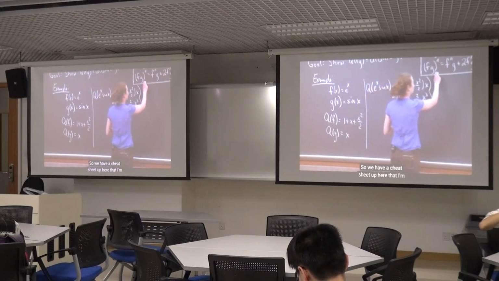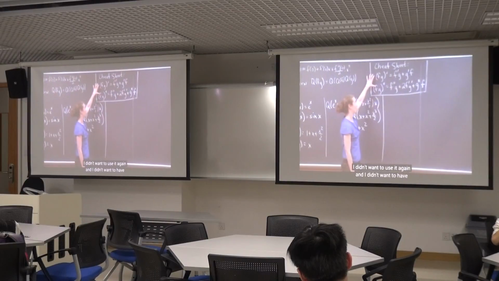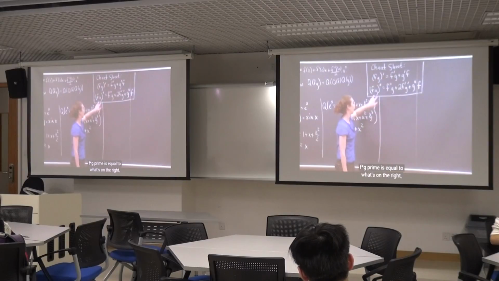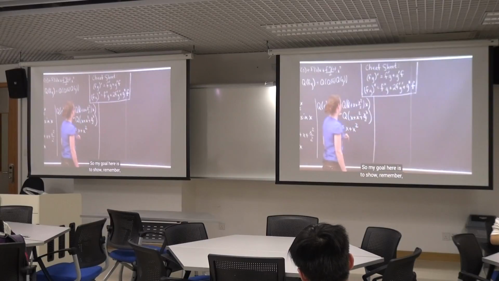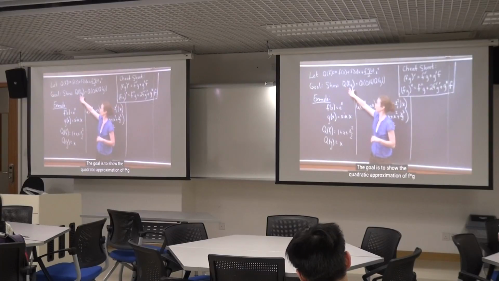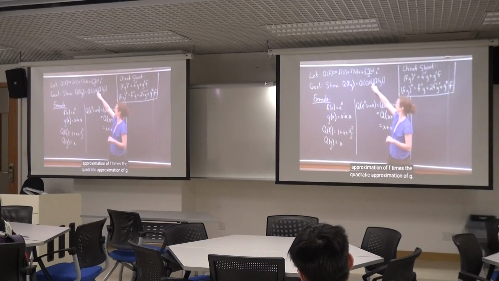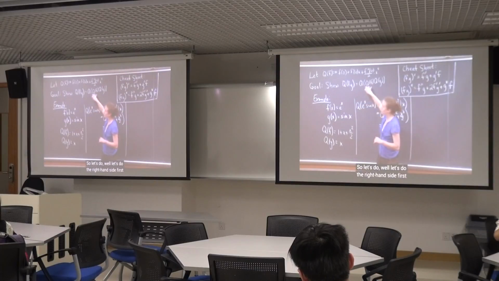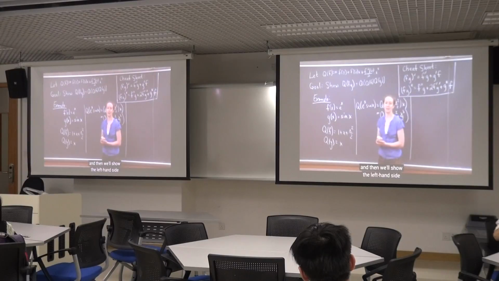Okay, so we have a cheat sheet up here that I'm going to refer back to. I didn't want to have to derive this for you, but we have the product rule. (fg)' is equal to what's on the right, and (fg)'' is equal to what's on the right. So my goal here is to show, remember, that the quadratic approximation of fg is equal to the quadratic approximation of f times the quadratic approximation of g. So let's do the right-hand side first, because that's a little nicer. And then we'll show the left-hand side, and we'll show they're equal.